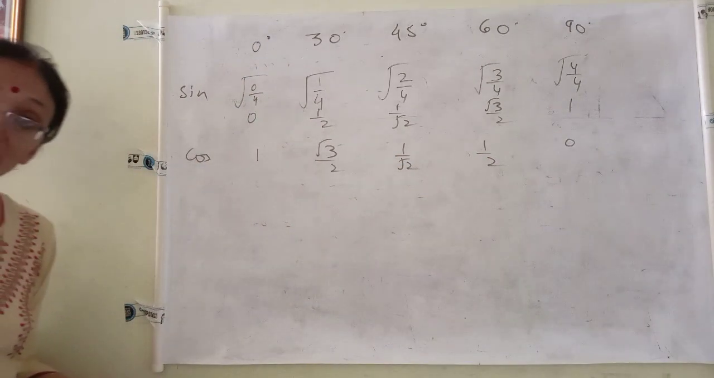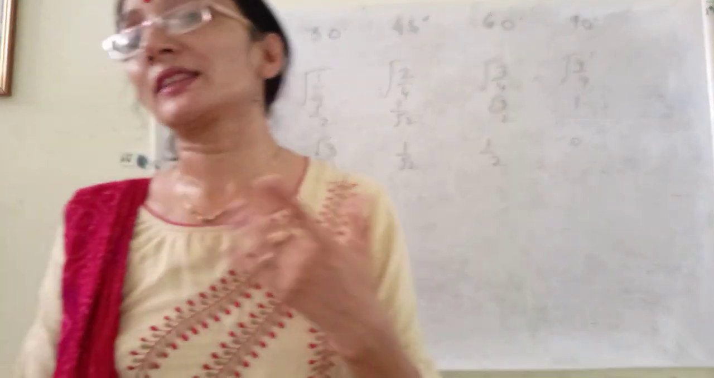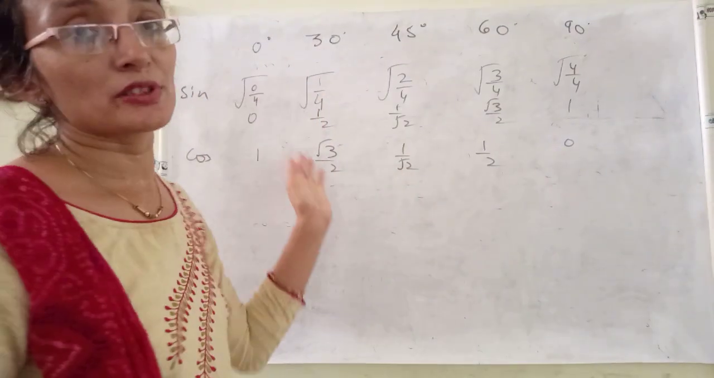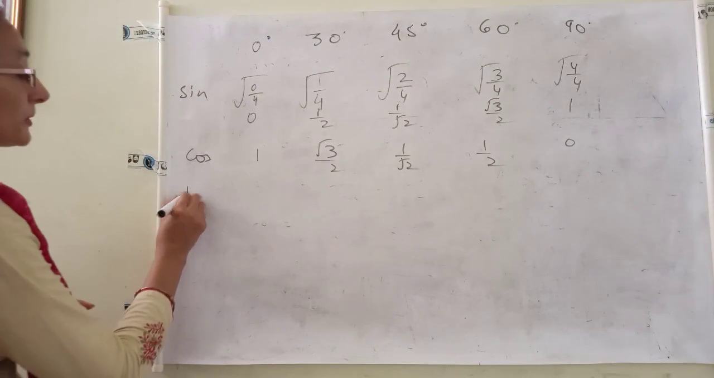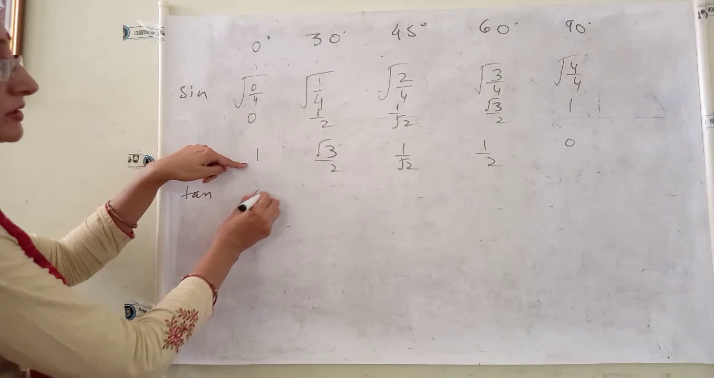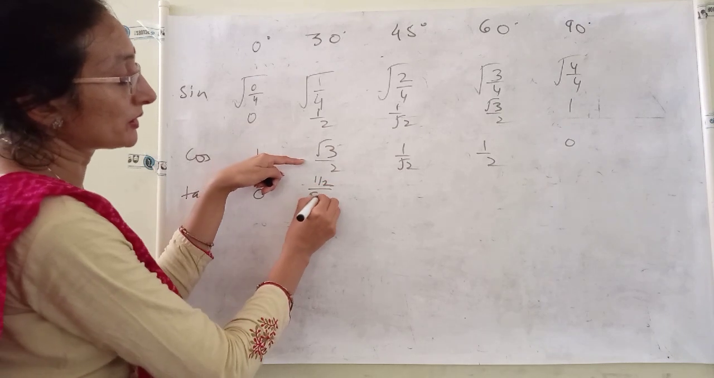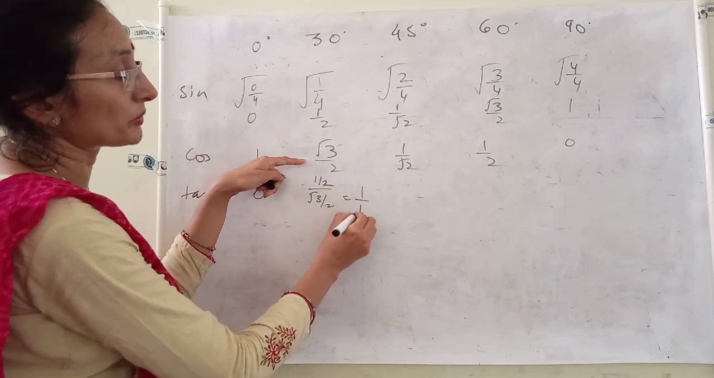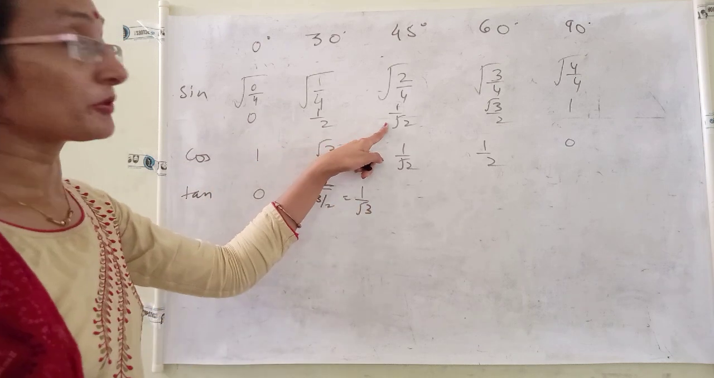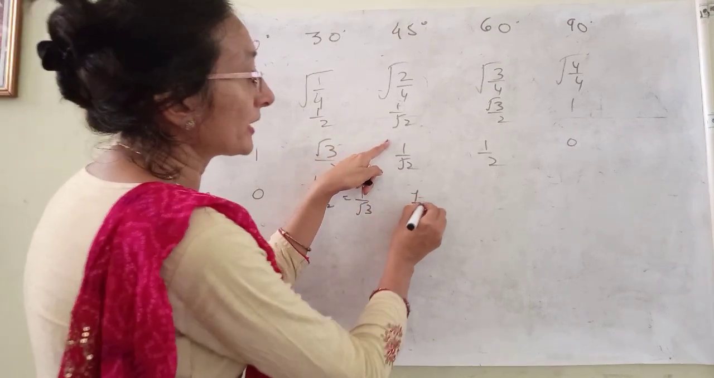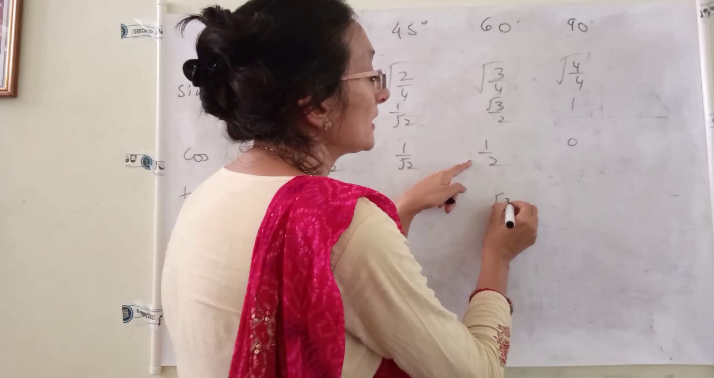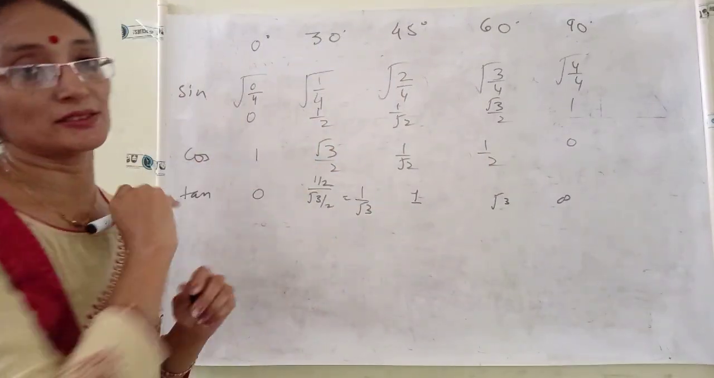Now tan has to be found. We will divide sin by cos. So tan 0 will be 0 upon 1, which is 0. Tan 30 degree means 1 upon 2 upon root 3 upon 2. That means 1 upon root 3. Then tan 45, divide these, 1 will come, divide this, root 3 will come, divide this, infinity will come.